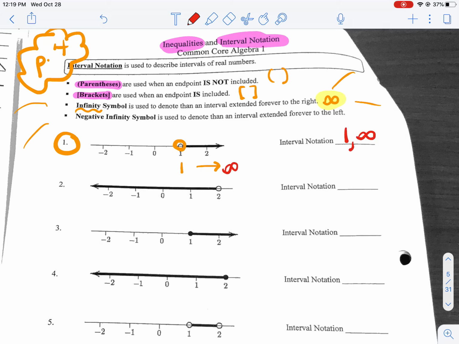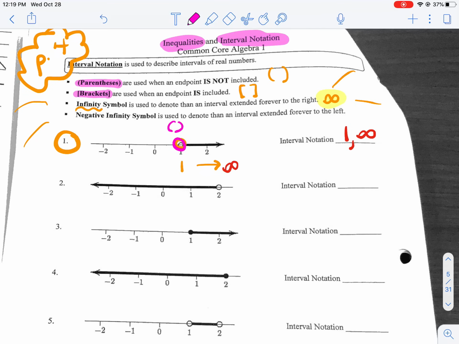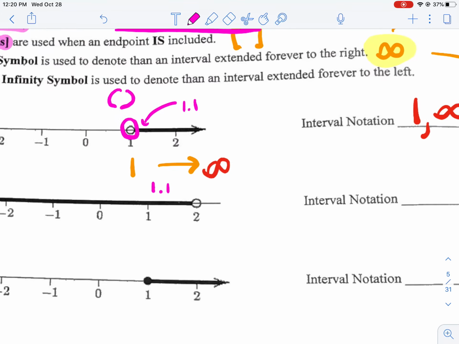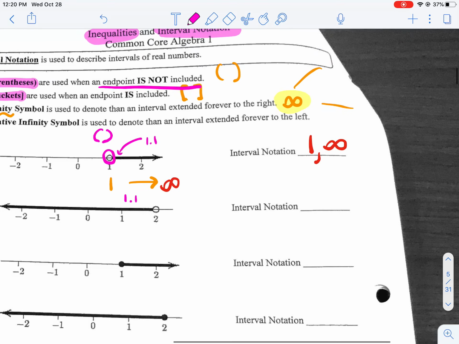Now, what do we put around these? We're going to use parentheses and brackets. If you have an open hole, I always remember that if I put two curvy brackets around, it looks like an open hole. Anytime you have an open hole, it means that the endpoint is not included. In example 1, 1 is not part of the answer because at 1 we have an open circle. Now let's say I had a number like 1.1. We'd find it right here on the number line. That would be included because it's really close to 1, but just a little bit bigger.